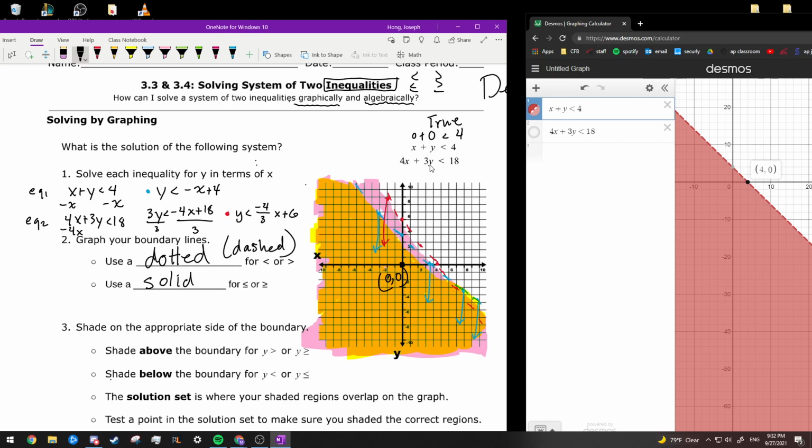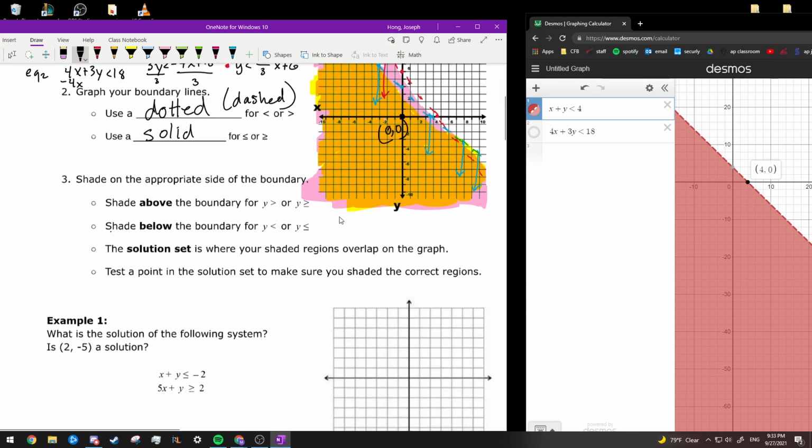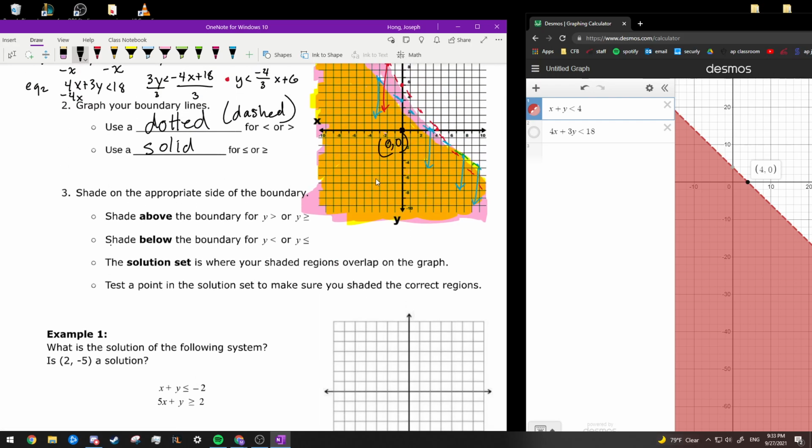But I have to also plug in 0, 0 to the other one. Remember we talked about our solution being an ordered pair. So it's 4 times 0 plus 3 times 0 is less than 18. Well, that's also true, because 0 plus 0 is less than 18. So that's just how we prove it for now. This is a very simple and easy equation.